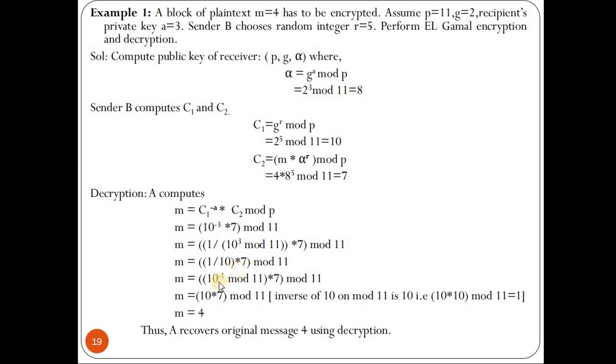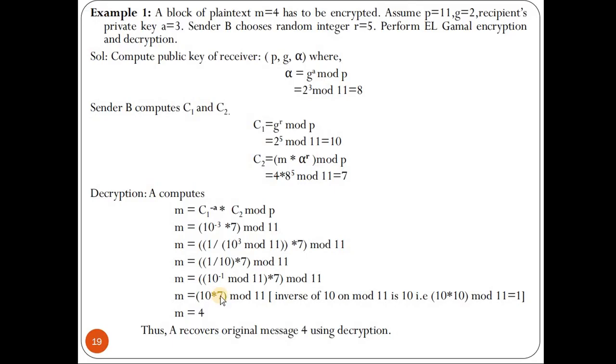I'll take mod 11 inside, so it will be 10 to the power minus 1 mod 11 into 7 whole mod 11. So this is nothing but finding the inverse of 10 on mod 11. The inverse of 10 on mod 11 is nothing but 10 itself. That is, 10 into 10 is 100, and 100 mod 11 will fetch me 1 as the remainder. If I get remainder as 1, it means that it is the inverse. So the inverse of 10 on mod 11 is 10 itself, and this whole thing becomes 10.